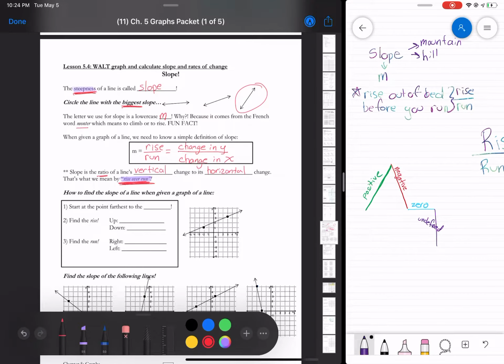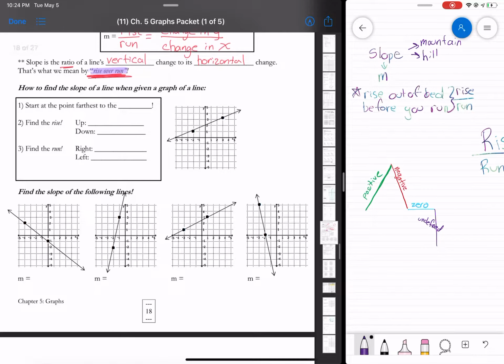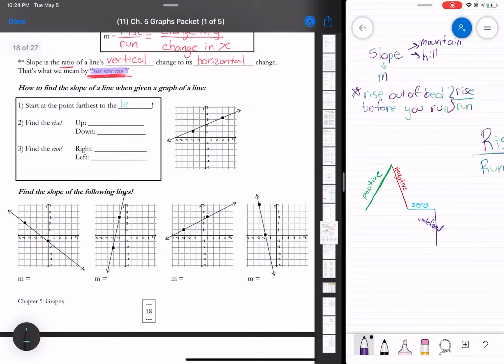So when we want to calculate slope, right? We're not going to focus on actually doing math right now. We're just going to count a little bit, just like we did in kindergarten. So you want to start at the point that's farthest to the left. And we're going to color code this. If you want to color code it, you absolutely can. Start at the point that's farthest to the left. On this graph, it's this point. So we're going to start there.